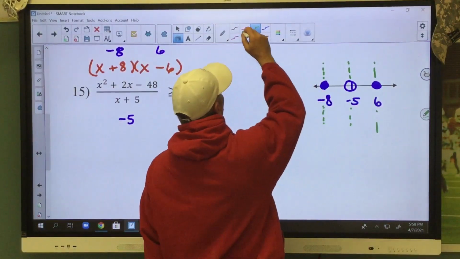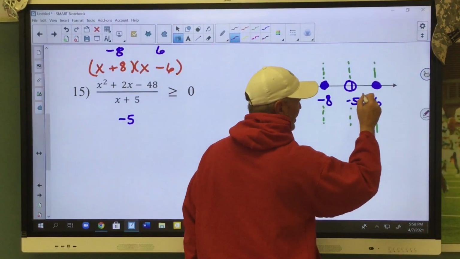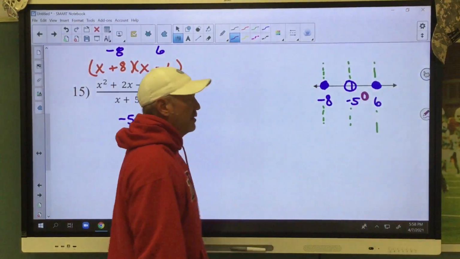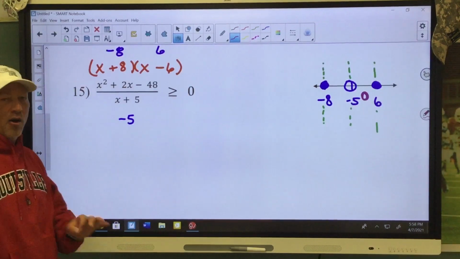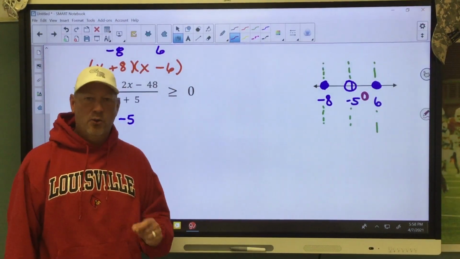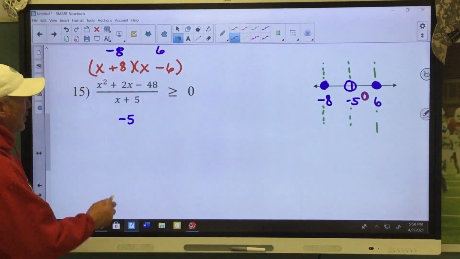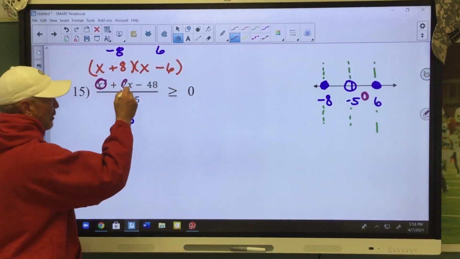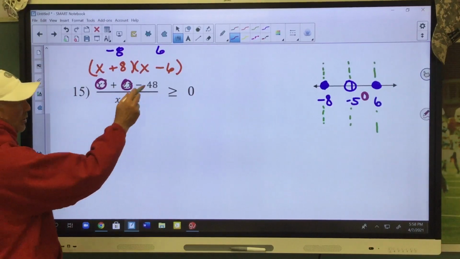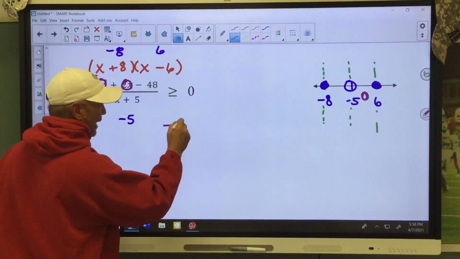But the number 0, let's change colors. The number 0 is in this zone right here between negative 5 and 6. So we're going to substitute it in. I always think it's easier to go back to the original equation. 0 squared is 0. 2 times 0 is 0, which leaves us with a negative 48.